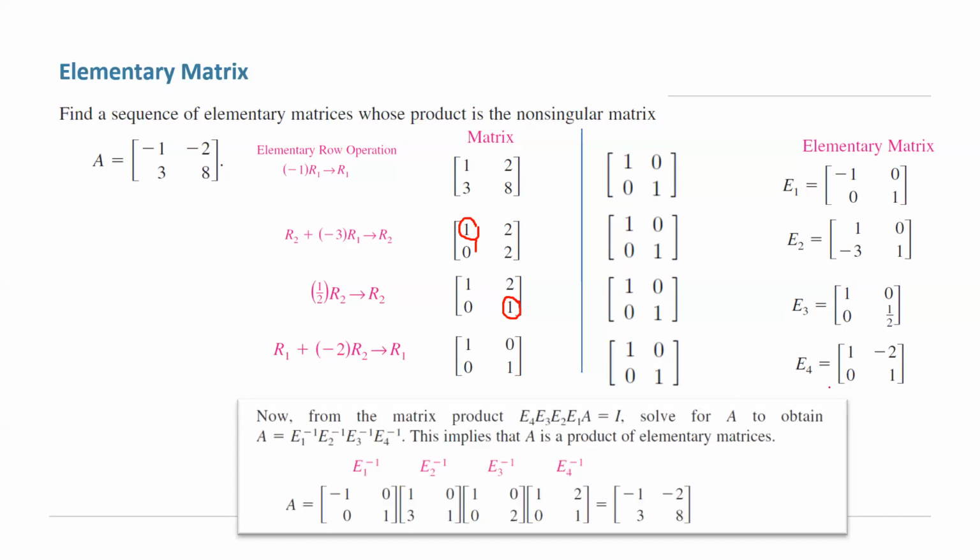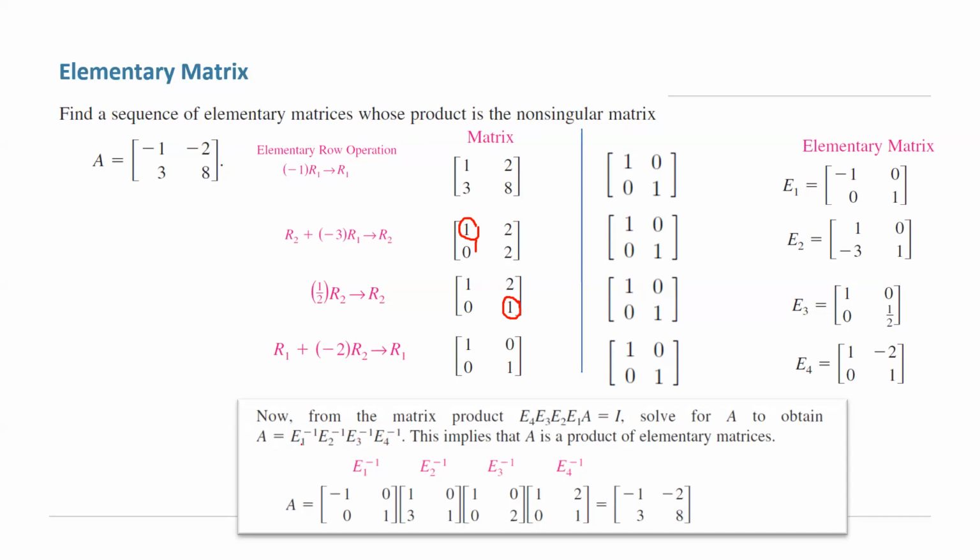Important observation. If you do the multiplication again, remember the order. E4 multiplied by E3, multiplied by E2, multiplied by E1, times the original matrix is the identity matrix. However, if you take the inverse of the left-hand side and right-hand side, matrix A becomes the inverse of the first elementary matrix multiplied by the inverse of the second, multiplied by the inverse of the third, multiplied by the inverse of the fourth elementary matrix.